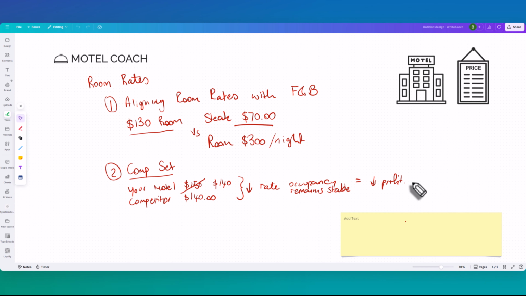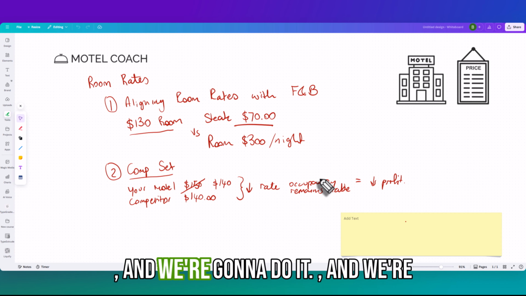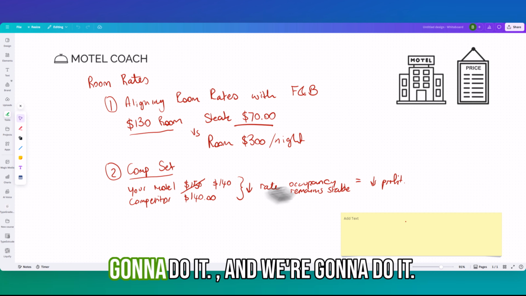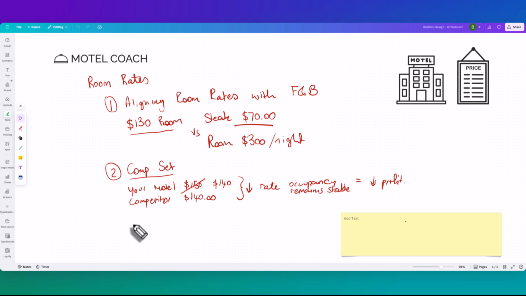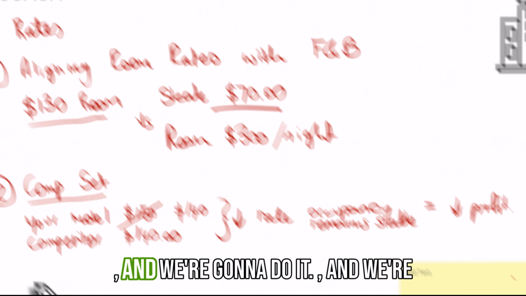So this is what they refer to anecdotally as a race to the bottom, where you're trying to beat your competitors on price. It's not really a strategy that anyone wins. So when we talk about competitive set, we want to price competitively, but again, we're not necessarily trying to beat them.